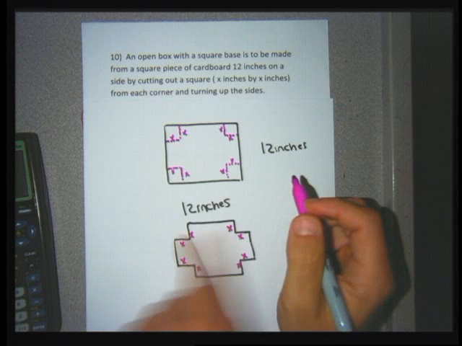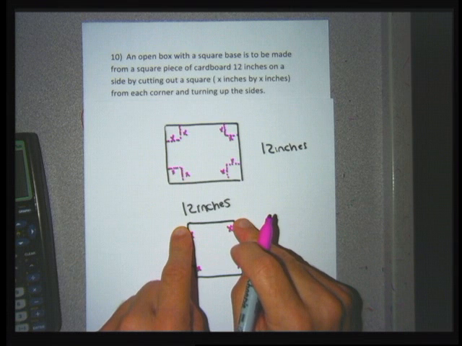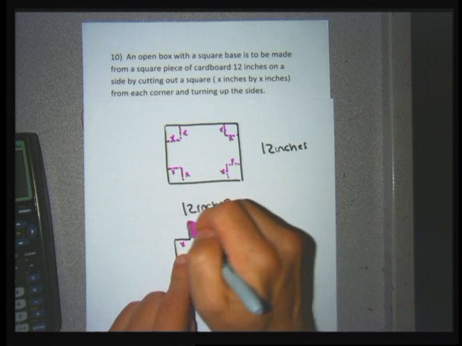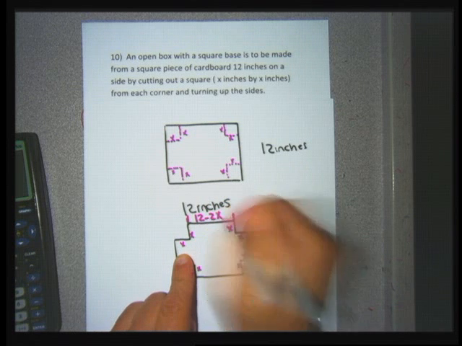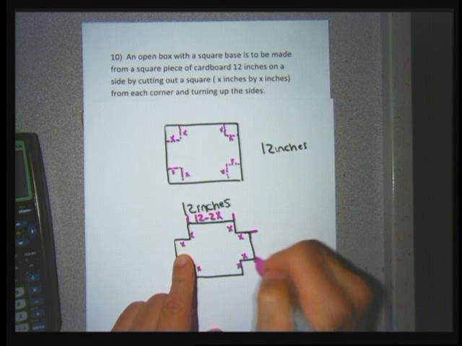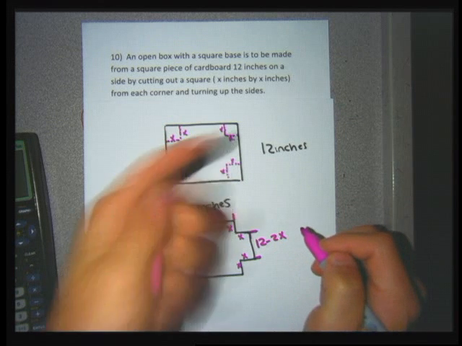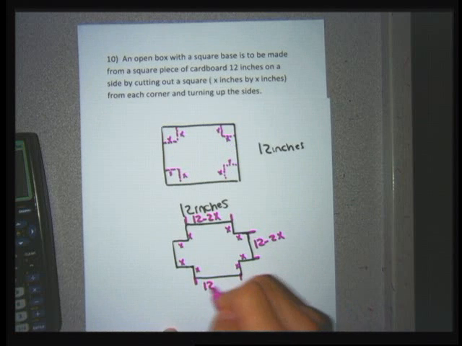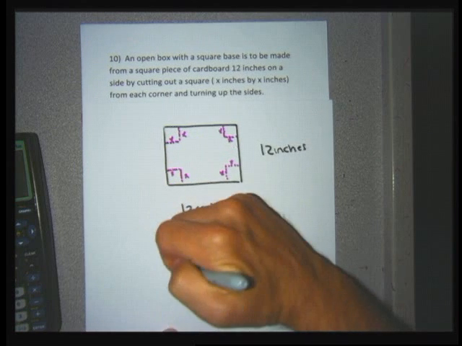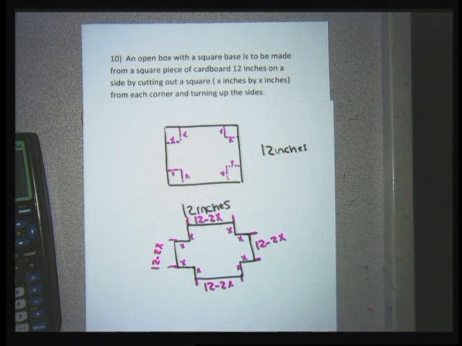These dimensions that are left over, these dimensions were 12 inches. We took 2 X's away. This length from here to right here is going to be 12 minus 2X. Similarly, this length from right here to right here, even though it doesn't look like it's the same length, is supposed to be the same. It's just that my drawing bites. This is also a 12 minus 2X. And this looks less like it. These are all supposed to be the same side.